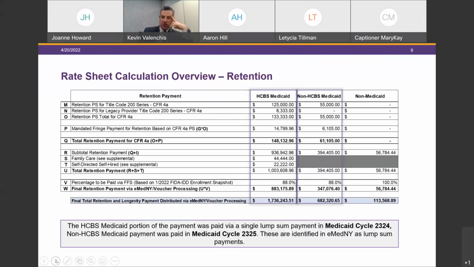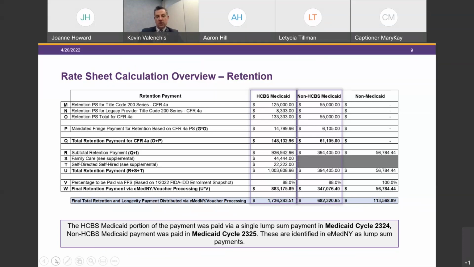Now, what I want to draw your attention to is really, again, it's all similar up until we get to row V, okay? Because the snapshot changed, all right? In the snapshot for the retention payment, it's based on the January 2022 enrollment snapshot. Again, same concept, right? Percent in the FIDA, the number of people in the FIDA divided by total agency enrollments. And in this case, this provider had a reduction in the number of people who were enrolled in the FIDA. So it went from 15% in the longevity payment to 12% in the retention payment.